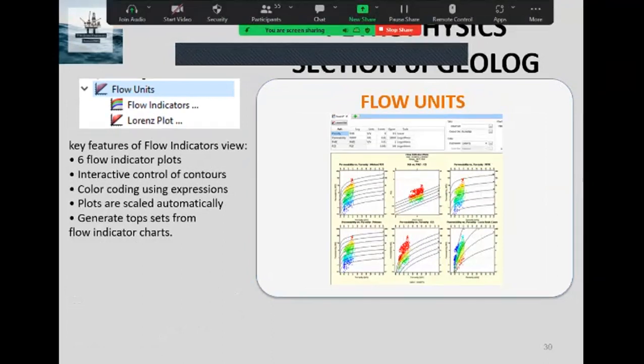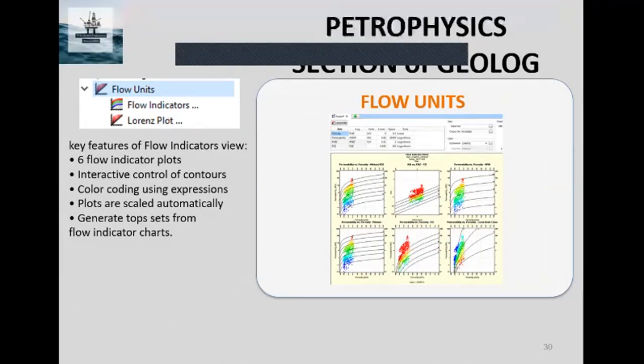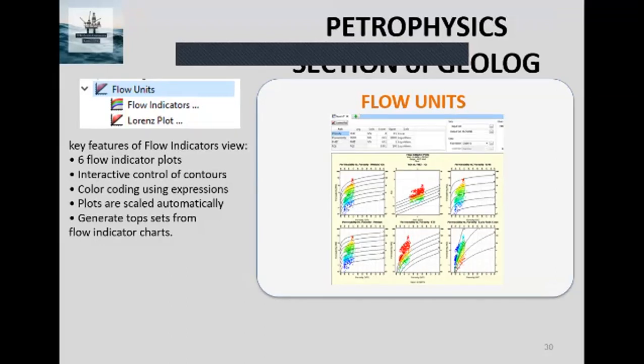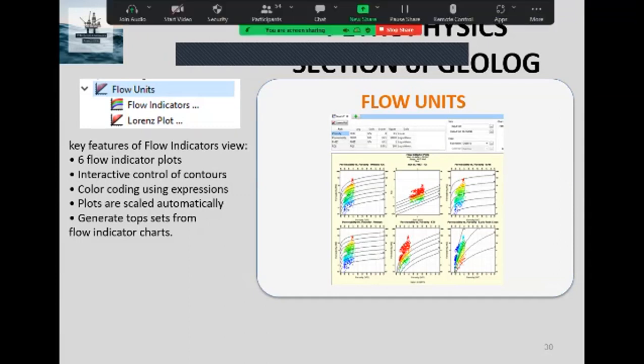The flow units or the flow indicator view is a multiple view which provides the graphical methods to quantify reservoir flow. This is a base step of rock typing, and the modules are in the petrophysics section of GeoLog.